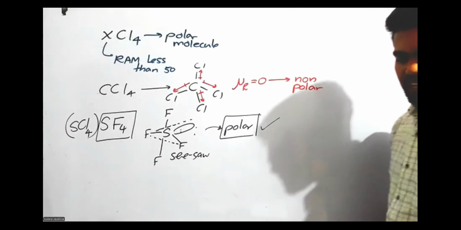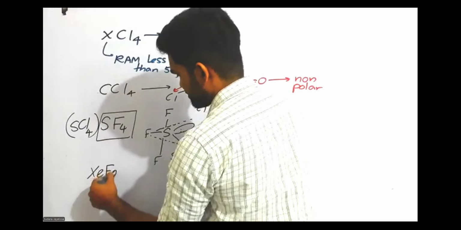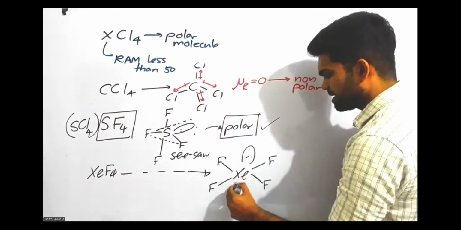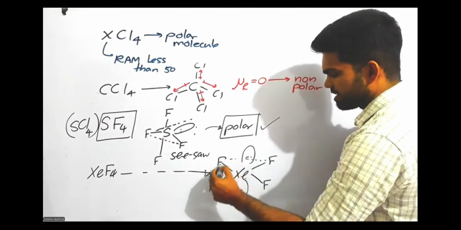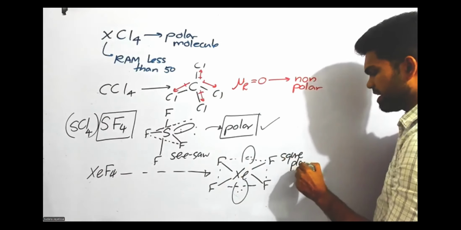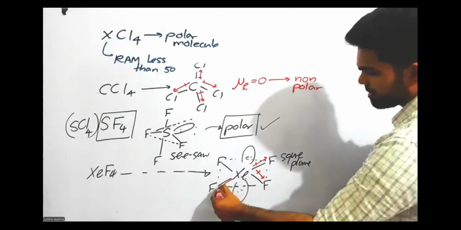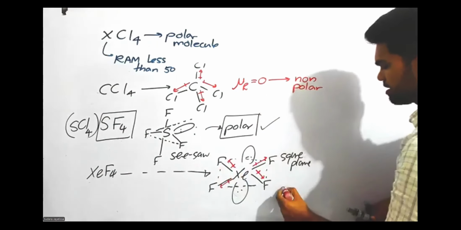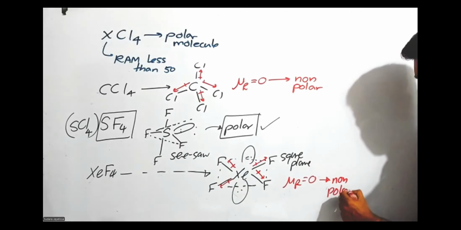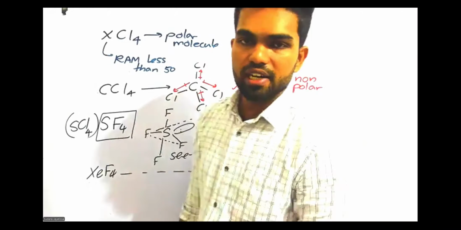This is correct. And there is another example for XCl4. You can take XeF4. XeF4 will be like this, and you can see it has a square planar shape. That is also non-polar because all the dipole moments are getting cancelled. So here also mu R equals 0, which means it is non-polar. So the possible one is going to be sulfur.